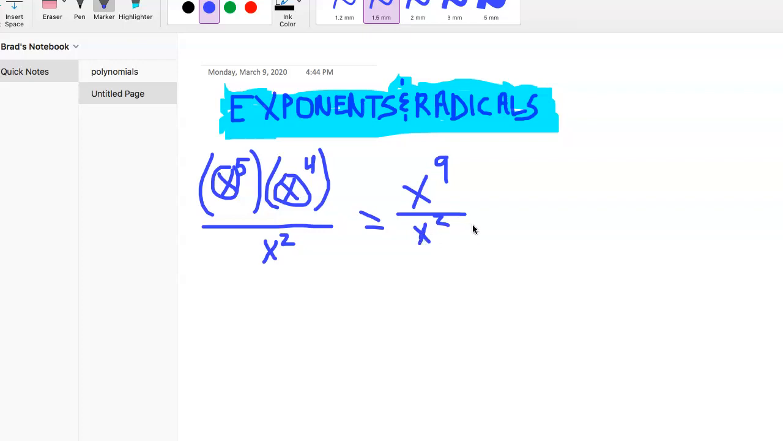There's x squared. Okay, so now we have x to the 9th divided by x squared. And so when we're dividing exponents, we subtract them. So we're just going 9 minus 2, and we get x to the 7th for our answer. So again, when the base is the same, add the exponents. When we're dividing, subtract exponents. Okay, let's do another one.